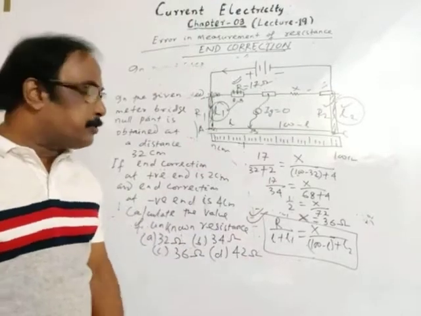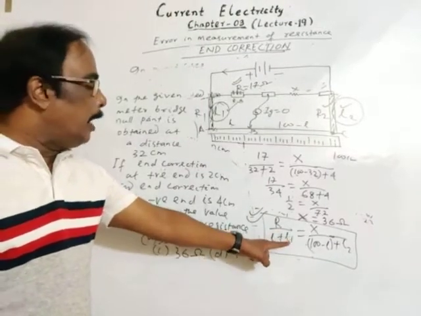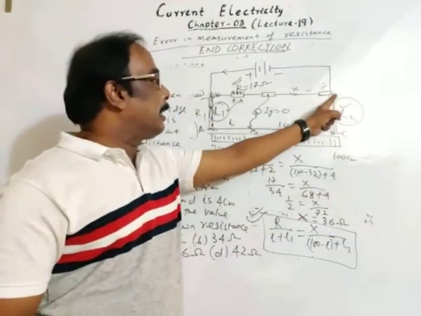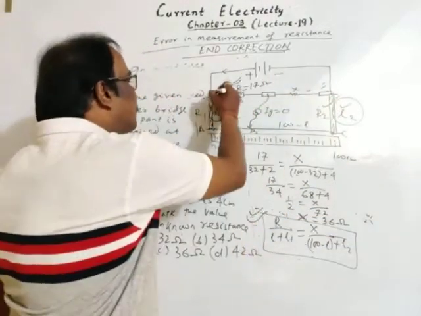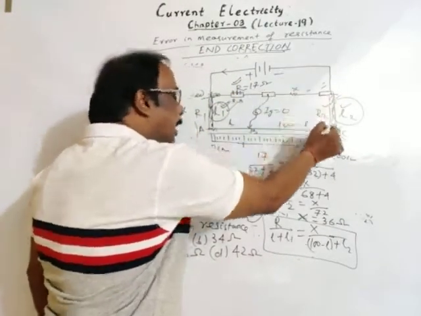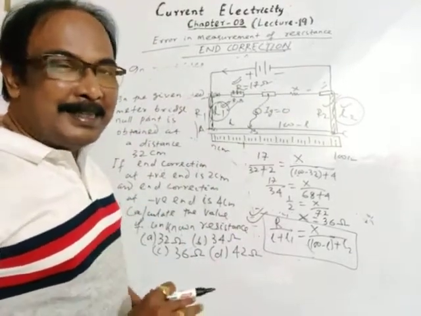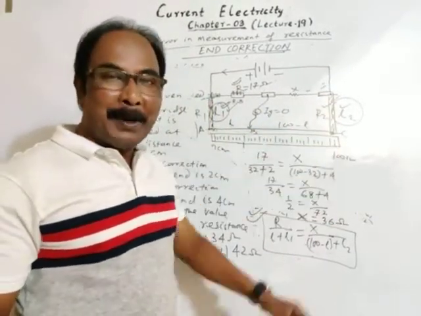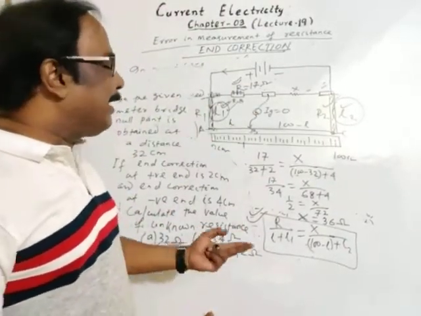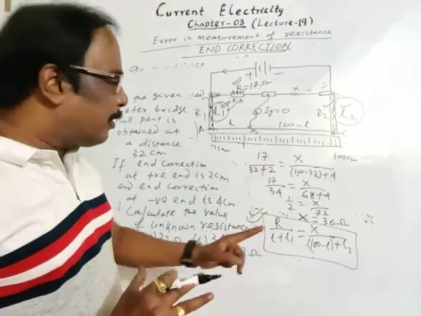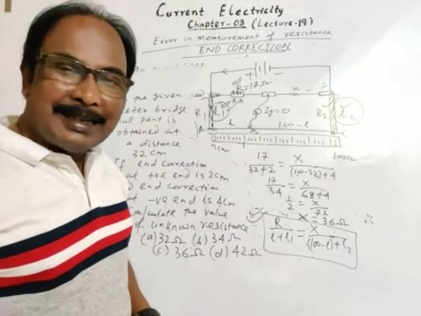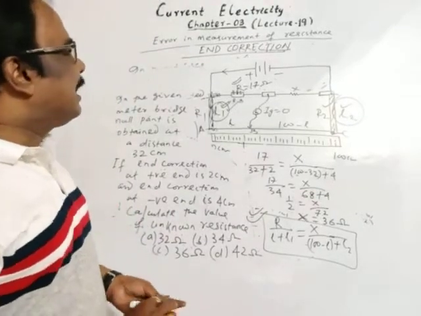Just use this relation. This is very easy. L1 is end correction at positive end. L2 is end correction at negative end. If you consider the resistance of copper wire, then this is called end correction, and we can approximately get the accurate value of unknown resistance X. Is it clear? This is the end of this lecture.